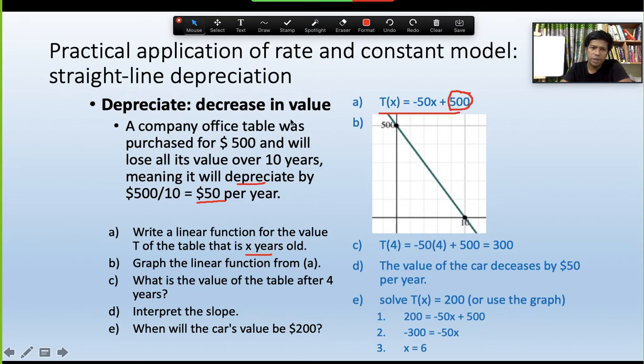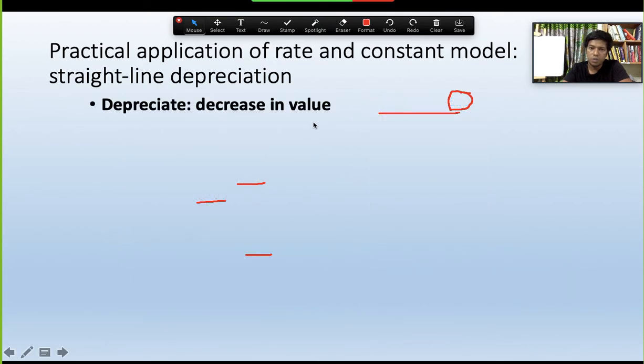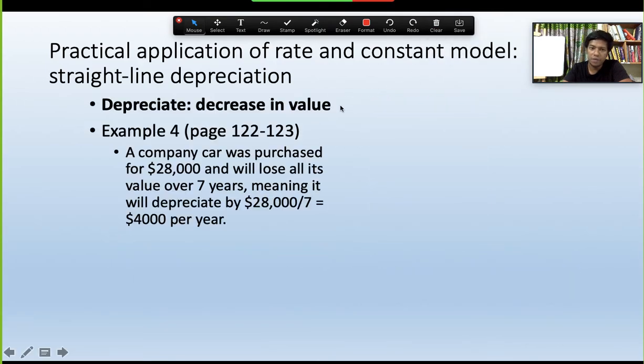So all depreciation-related math will follow this exact same order. Only this value will be different for different problems, and this value will be different for different problems, but the methodology will follow exactly the same. Let me show you another example with some bigger value.